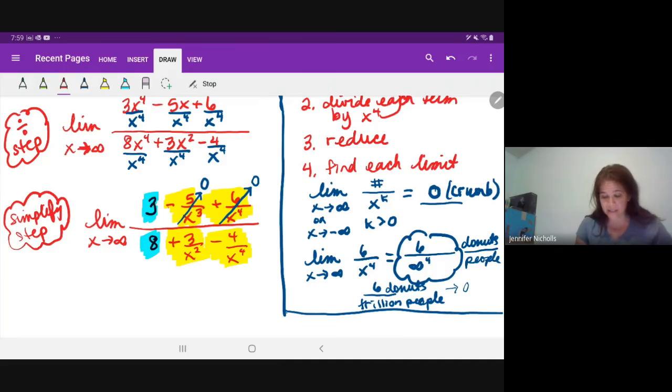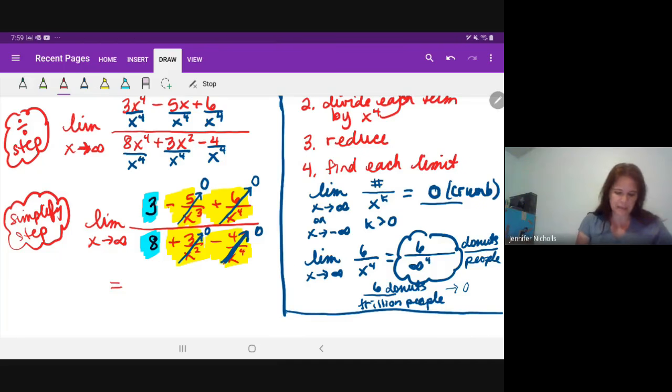So I've got 4 donuts and 1,000,000,000 to the 4th people. That's 0. 3 donuts, 1,000,000,000 squared people. That's 0. I'm getting crumbs. And then your answer is 3/8, which is your algebra 2 method.